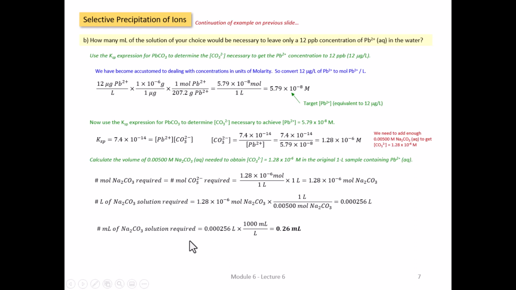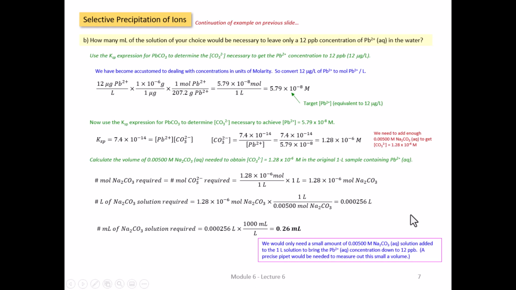So it turns out that we need only 0.26 milliliters of our 0.00500 molar solution of sodium carbonate to get enough carbonate in our 1 liter of solution to precipitate lead carbonate and bring the concentration of lead ion remaining in solution down to 12 parts per billion. Now, 0.26 milliliters is a pretty small amount of solution that would need to be added. So a precise pipette would be needed to measure out this small of a volume.